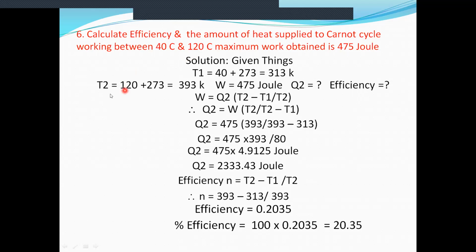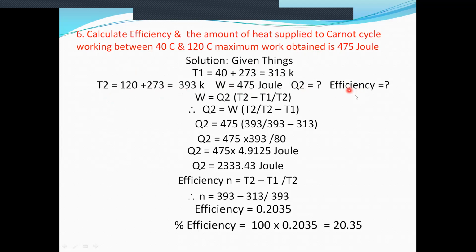And 120 degrees centigrade, T2 is 120. Convert to degree Kelvin, plus 273, 393 degree Kelvin. T1 will be 313, T2 will be 393. Now W is given. Maximum work obtained is 475 joule, and we have to calculate Q2, that is heat supplied.